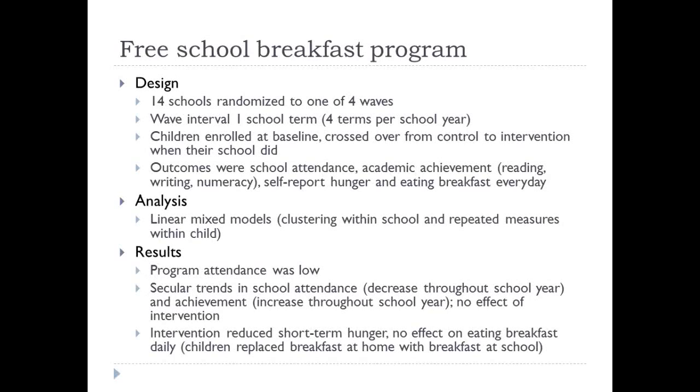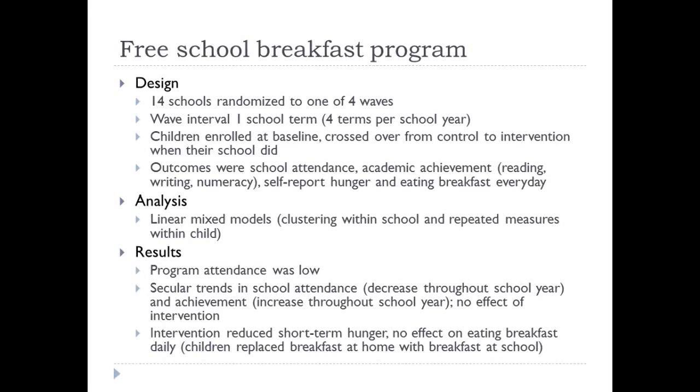And the outcomes they examined were school attendance, academic achievement, including reading, writing, and numeracy, and self-reported hunger and eating breakfast every day. They used linear mixed models, which accounted for clustering within the school and repeated measures within the child. Their results, they found that program attendance was very low, and they also observed secular trends in school attendance, which tend to decrease throughout the school year, and also secular trends in achievement, which tend to increase throughout the school year as children learn. However, there was no effect of the intervention.